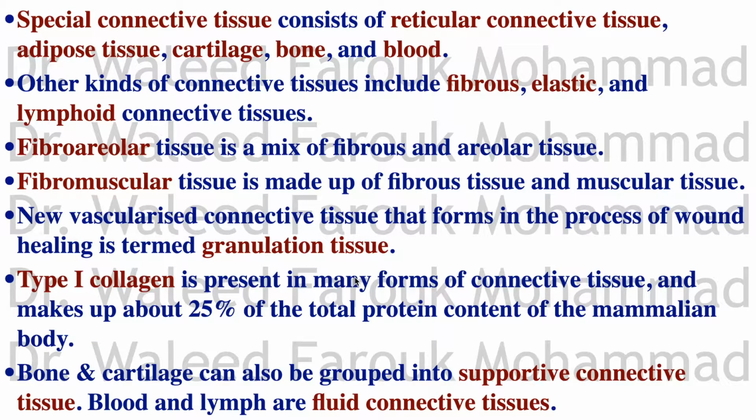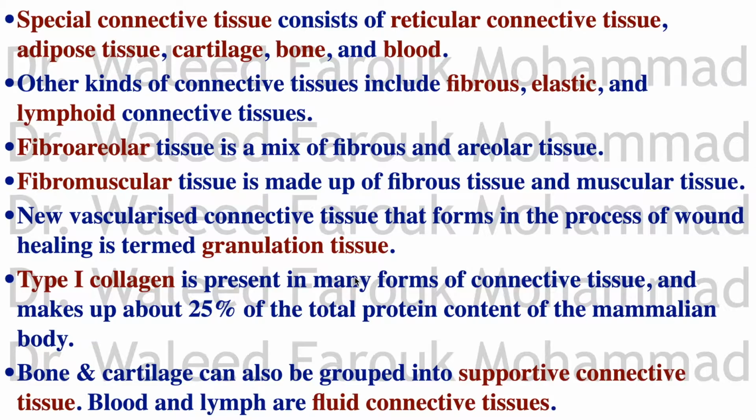The special connective tissue is reticular connective tissue, adipose connective tissue, which is the fat of the body, the cartilage, the bone, and the blood. The blood is considered a fluid connective tissue. Other kinds of connective tissue include fibrous, elastic, and lymphoid connective tissue.